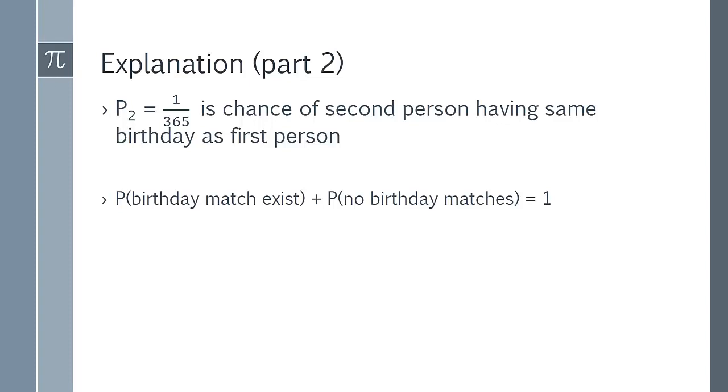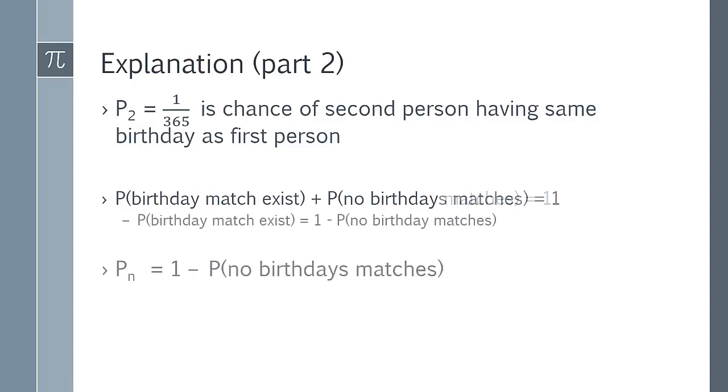In this birthday problem, only two events will occur. Either a couple will have the same birthday, or there's nobody in the group that will have the same birthday. So P of birthday match plus P of birthday don't match equals 1, which is 100%. If we move P of no birthday matches to the right hand side, then we get this equation. And for simplicity, we just let P of n represent P of birthday match exists.